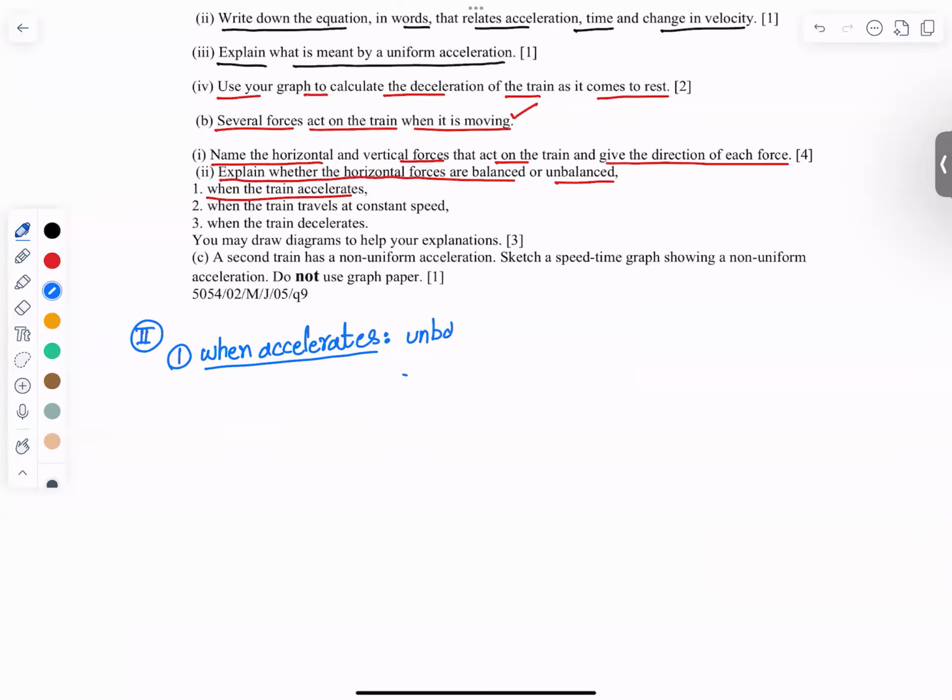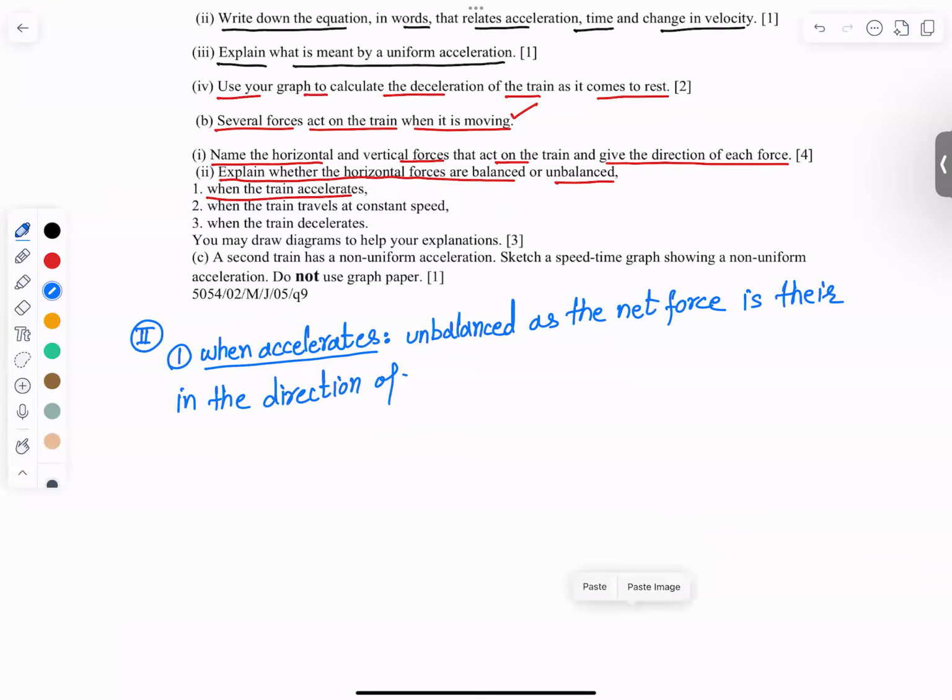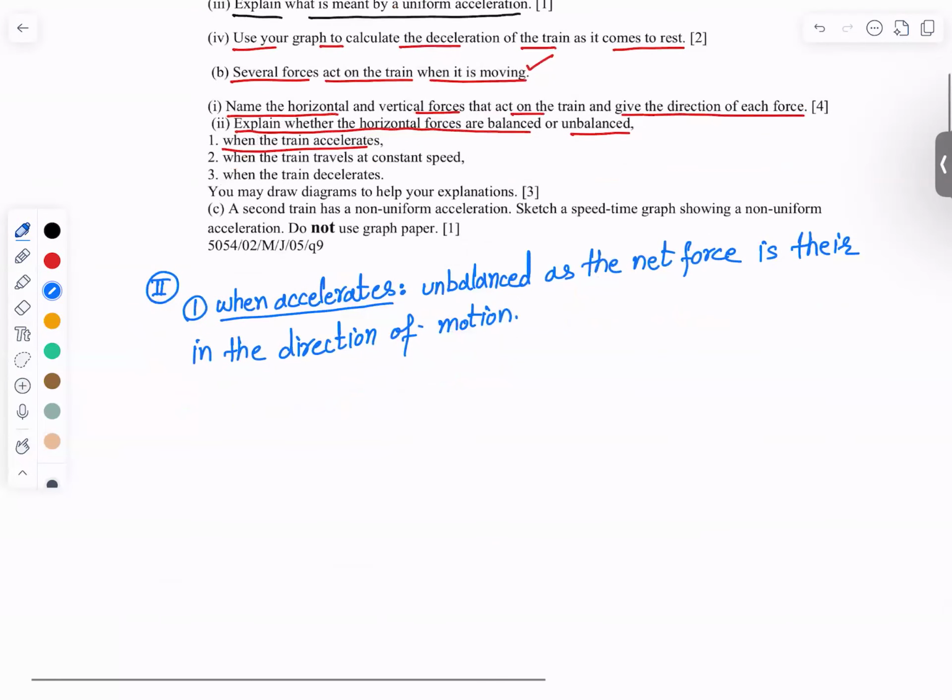They are unbalanced as the net force is there in the direction of motion. So if there is a net force in the direction of motion, then obviously the horizontal forces are unbalanced. Horizontal forces are not balanced because we're getting a resultant force in the direction of motion.